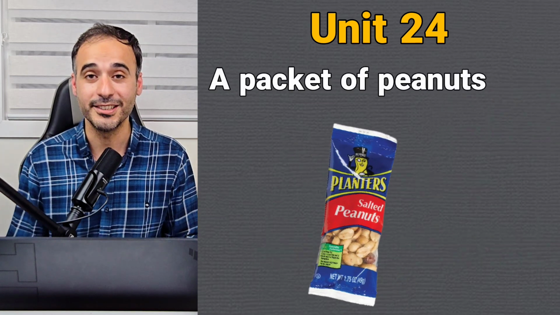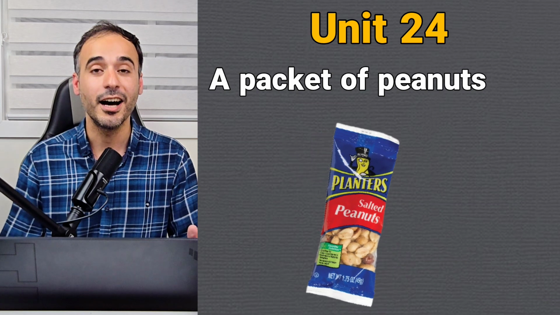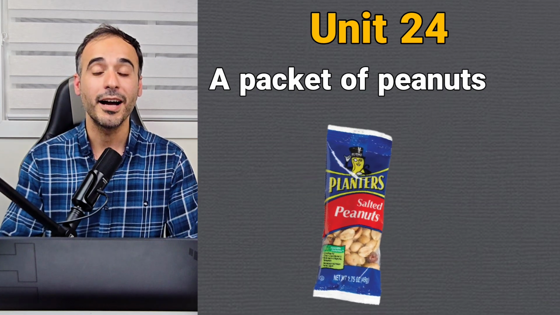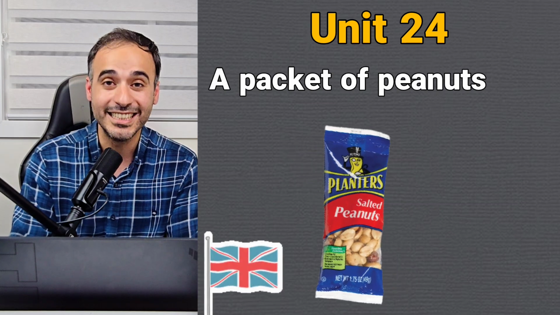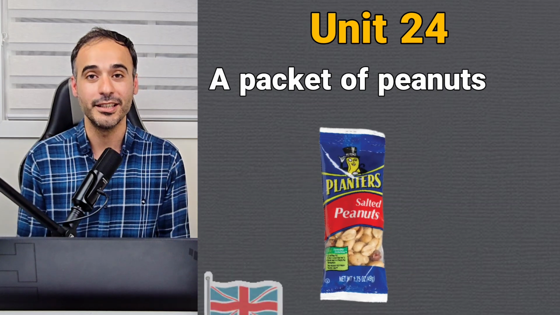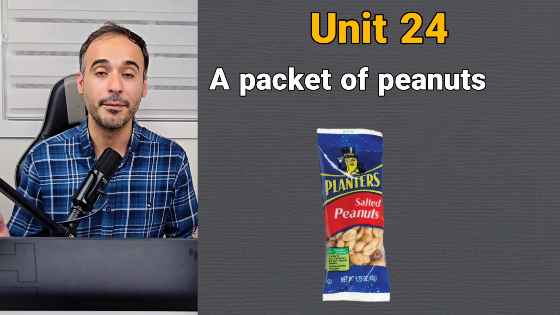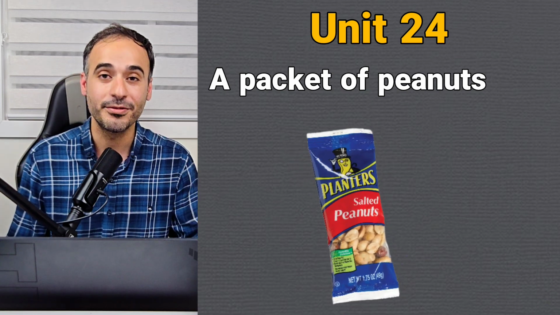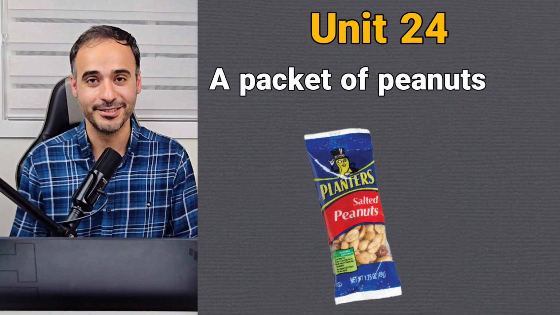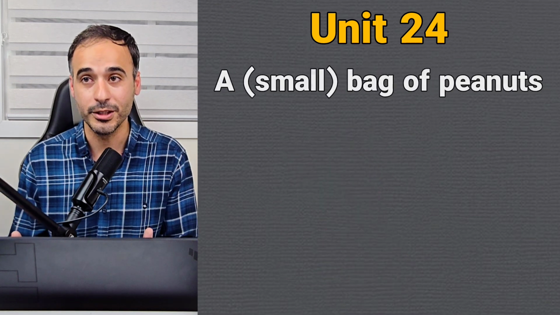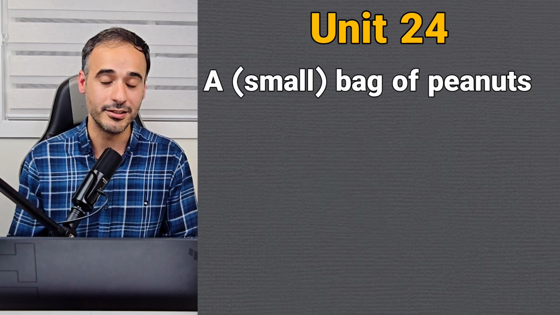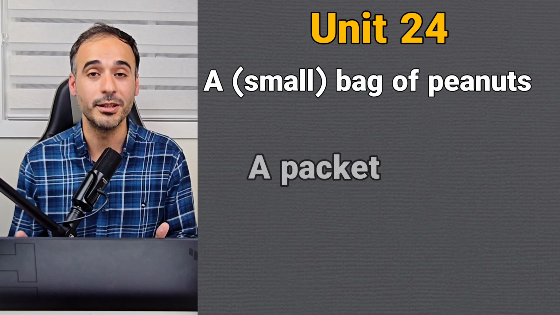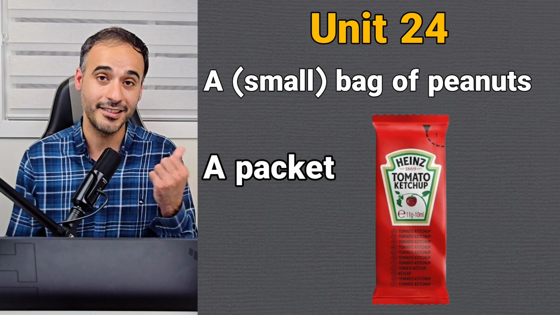The next type of container is a packet of peanuts. But again, a packet of peanuts is used in British English. I know it's tricky. So in British English, we say a packet of peanuts, but a packet has a different meaning in American English. First, let me tell you that in American English, we say a bag of peanuts instead of a packet of peanuts. Also, in American English, we use a packet to mean something like this.